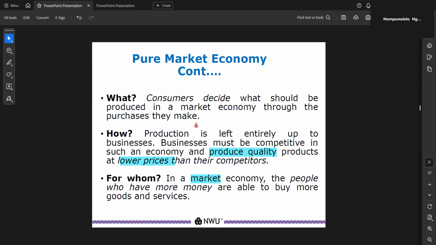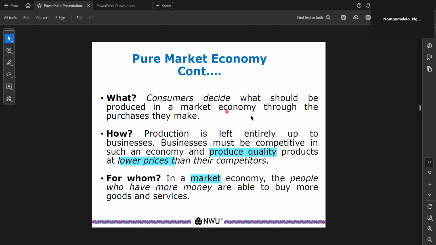So we're still doing the pure market economy. It's just the same thing as the market economy or the free market economy. So here it is privately owned rights. It is owned by individuals. There is no government intervention. Sometimes it is also called capitalist because they are profit driven. The consumers make all the decisions. Consumers decide what should be produced in the market economy through the purchases they make.